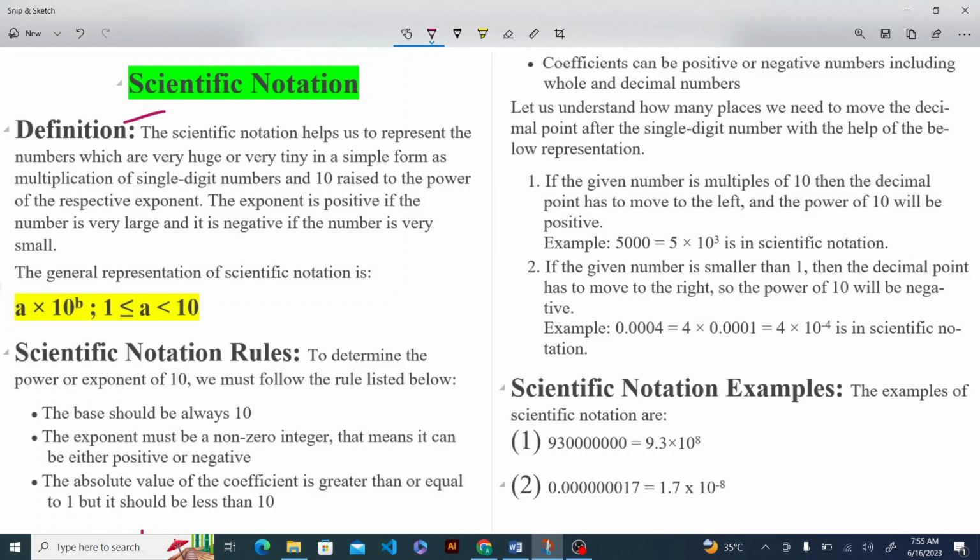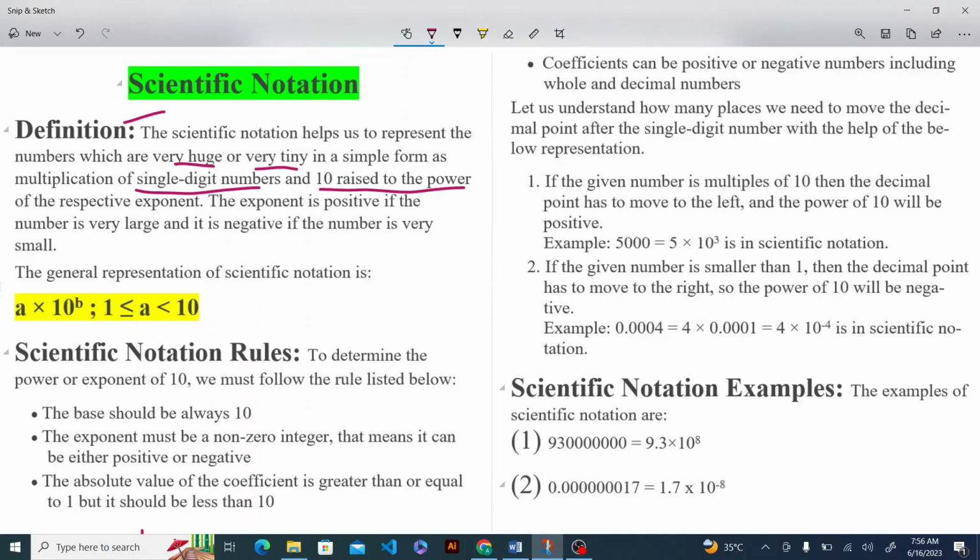Okay, so let me tell you what scientific notation is in a clear-cut way. It is a notation or a method to write very large, very huge, or very tiny numbers in a simpler form. And what will be that form? The form will be multiplication of a single digit number and 10 raised to the power.